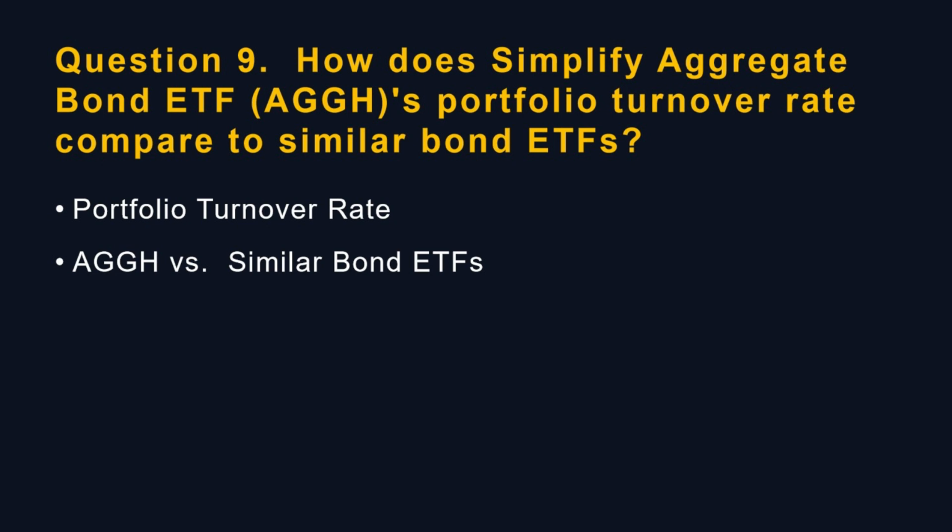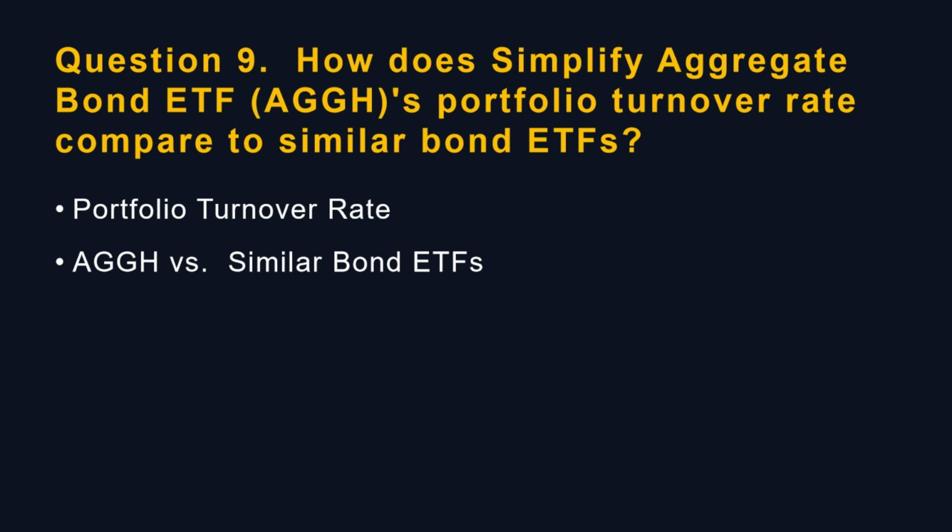Portfolio turnover rate. This metric measures how frequently a fund buys and sells its holdings within a year. It's expressed as a percentage and reflects the overall trading activity within the portfolio. A high turnover rate indicates frequent buying and selling, potentially leading to higher transaction costs for the fund. A low turnover rate suggests the fund holds its investments for longer periods, potentially reducing transaction costs. AGGH versus similar bond ETFs.